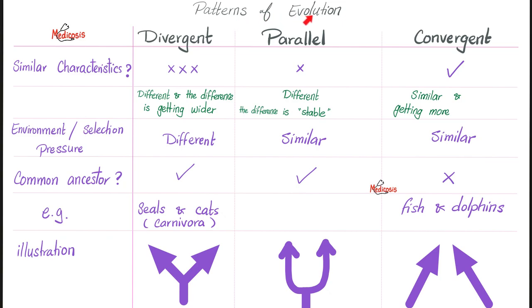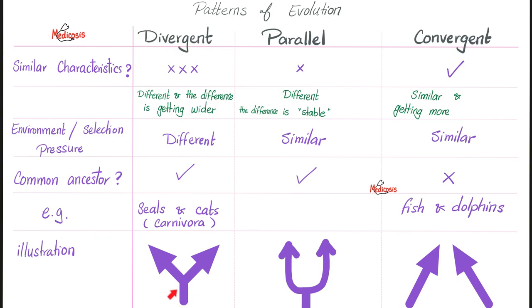Next, patterns of evolution. Not to be confused with modes of natural selection. The modes of natural selection were stabilizing selection, directional selection, disruptive selection. But the patterns of evolution are divergent pattern, parallel pattern, convergent pattern.